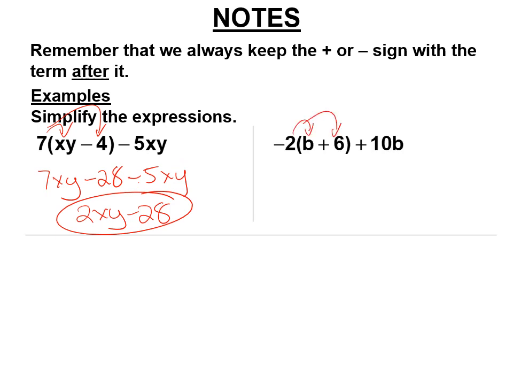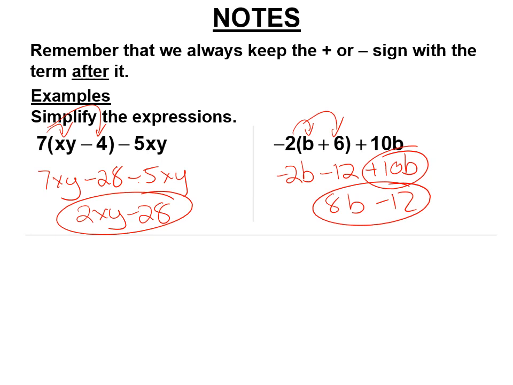Negative 2b, negative 2 times b, negative 2 times 6, negative 12, minus 12. So you have negative 2b plus 10b, which is 8b. You still have a minus 12, 8b minus 12.